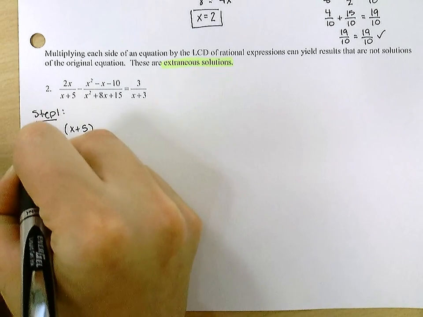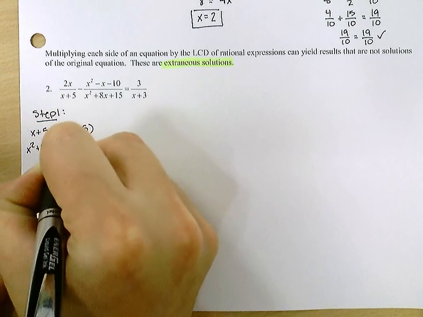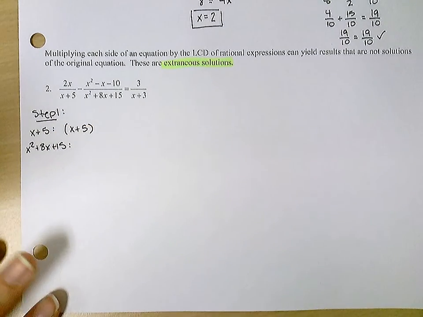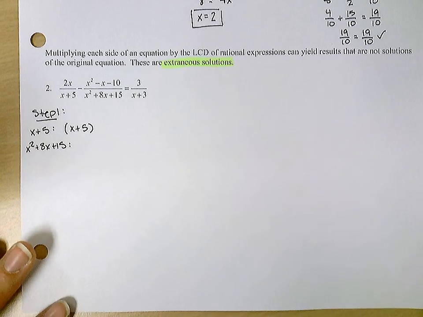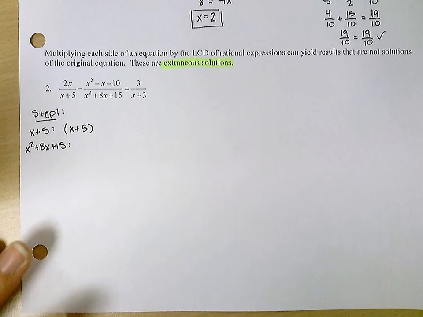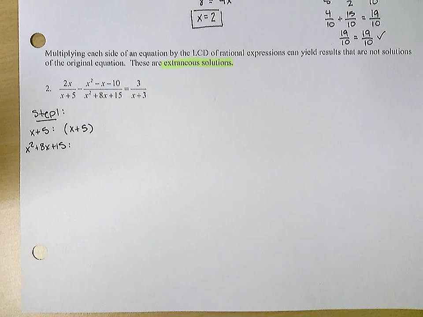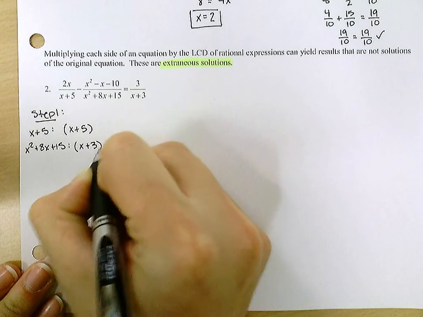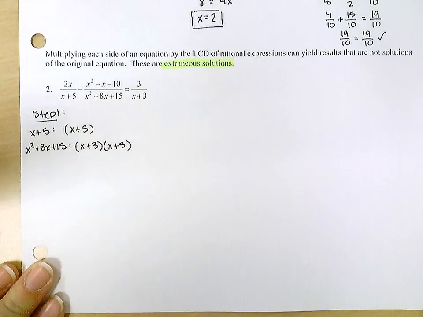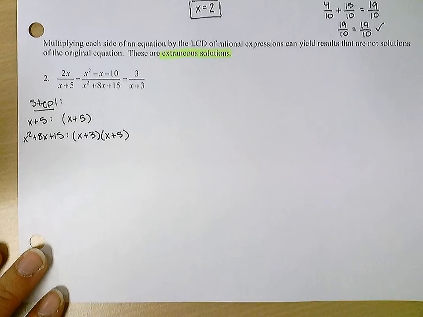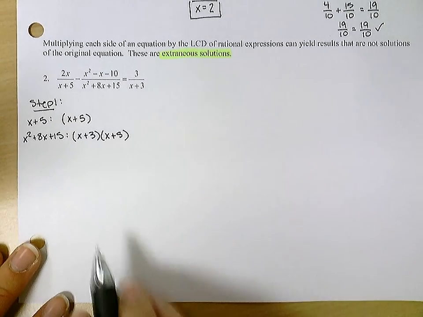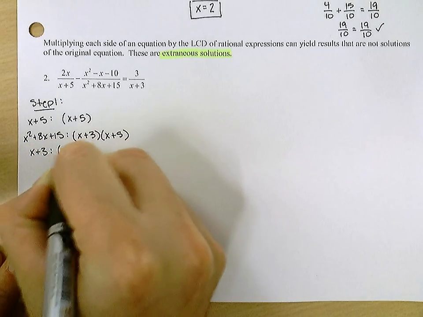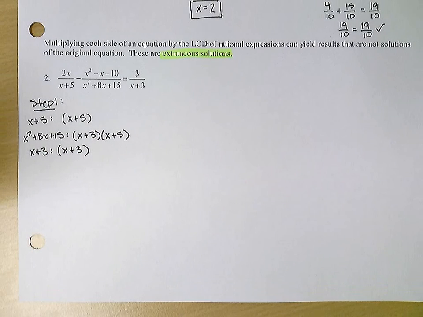Second denominator here is x squared plus 8x plus 15. That does factor. If you need to, use the x method to factor that. So what multiplies to 15 and adds to 8? 3 and 5. So I would have x plus 3 times x plus 5. Yes, I'm writing small because you need a lot of room here. Last denominator is x plus 3. That one doesn't factor, so it would remain x plus 3.